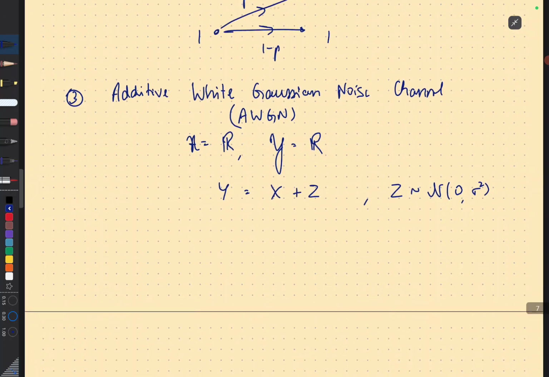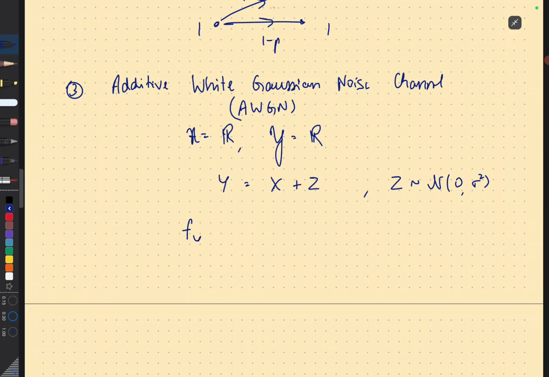So in this case, the conditional density f of Y given X, what is this going to be? Normal with mean X and variance sigma squared. Correct. So it's basically Gaussian with mean X and variance sigma squared.